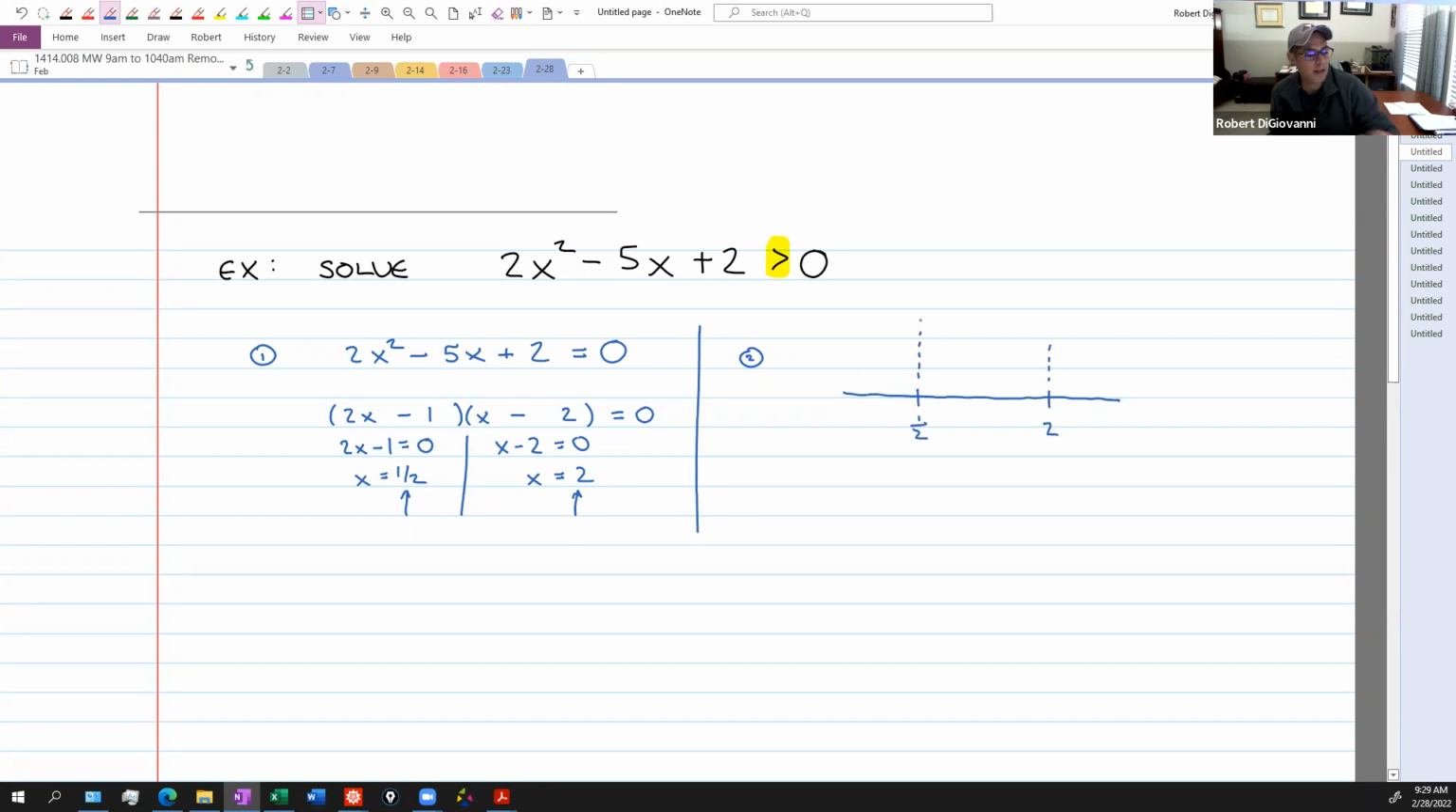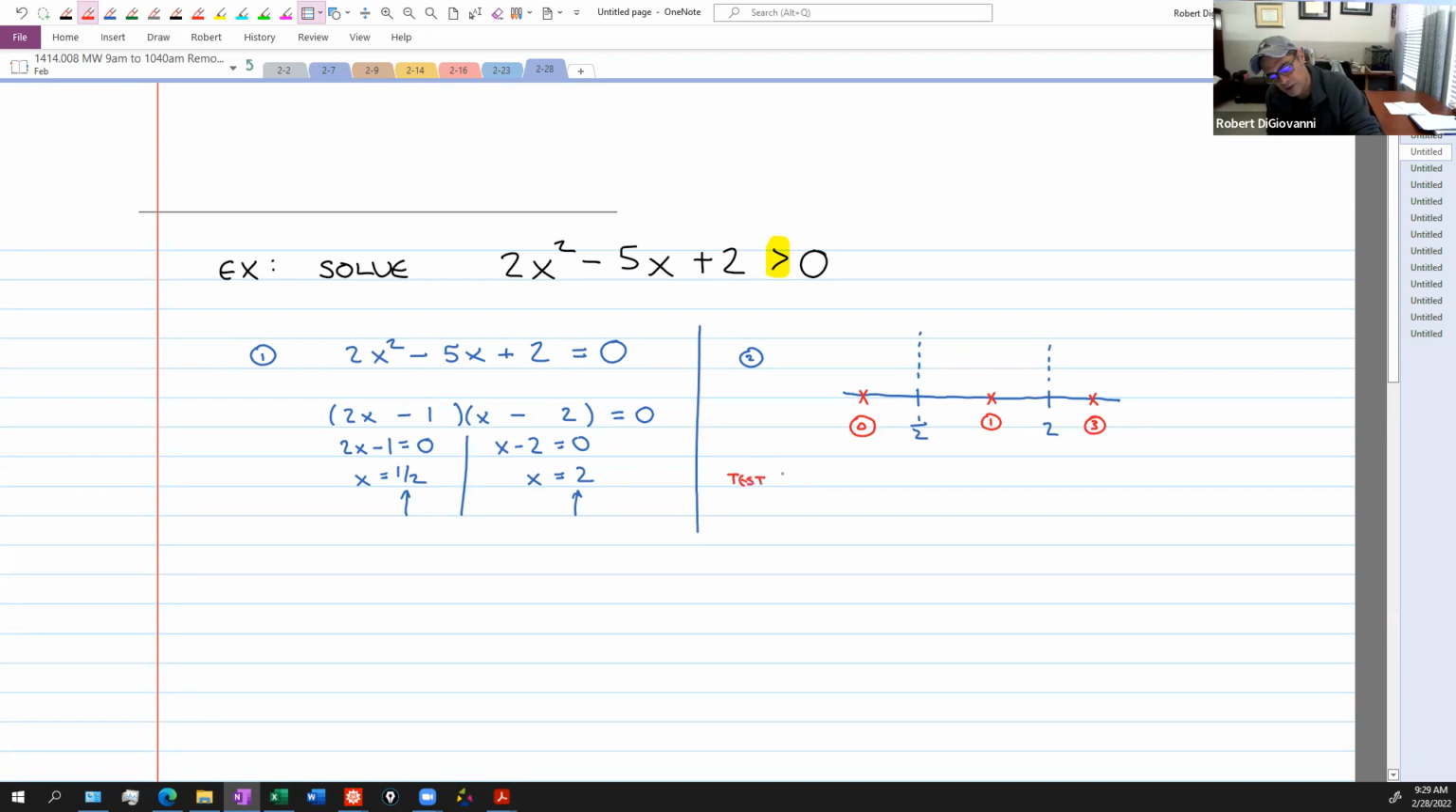And now I have to pick 3 test points. So pick good test points, like something to the left of a half, a good number there would be 0, right? A number between 1/2 and 2 would be 1. That's a good number. And then something to the right of 2, pick 3. You could pick any number you want. It does not have to be these. They just have to actually live over there on the left or right or in between. And now you test them.